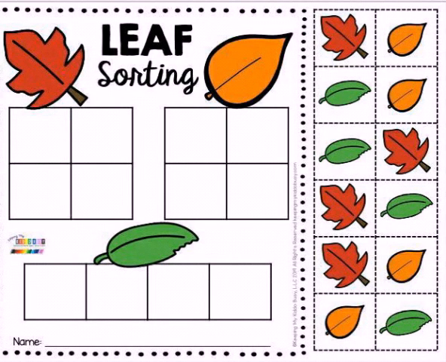Parents, this is one example of sorting. What is sorting? Sorting is nothing else but placing those objects which look the same in the categories which are given. As you can see, there are three different types of leaves. One is red in color, the other is orange in color, and the third one is green in color.